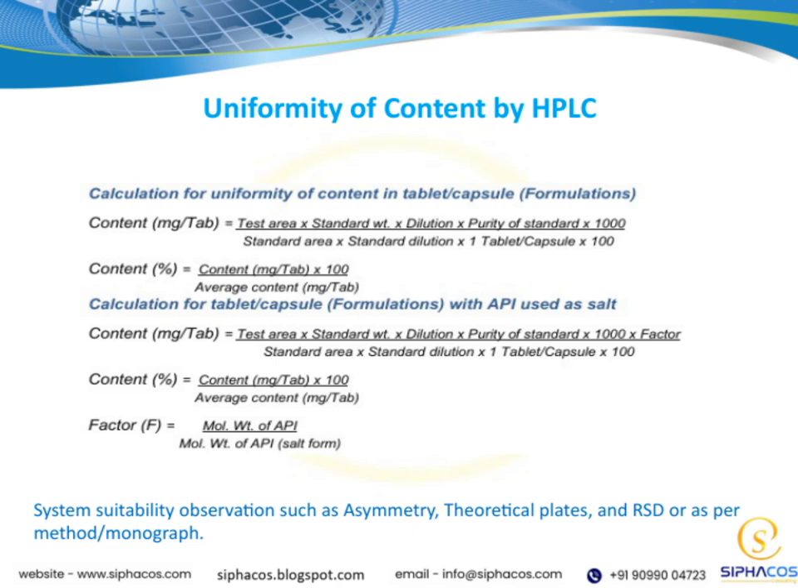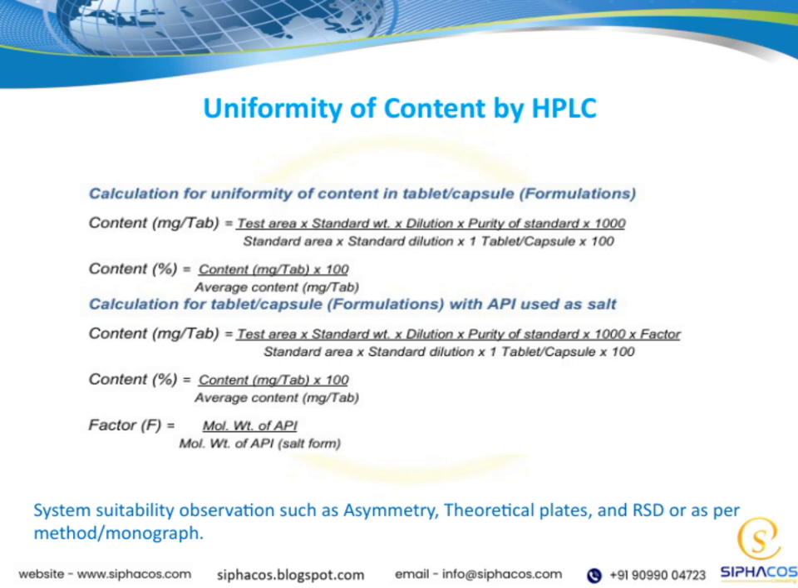These include parameters like asymmetry, theoretical plates, and relative standard deviation, or RSD, or any other criteria specified by the method or monograph. These factors help us ensure that our chromatographic system is performing properly before we analyze samples.